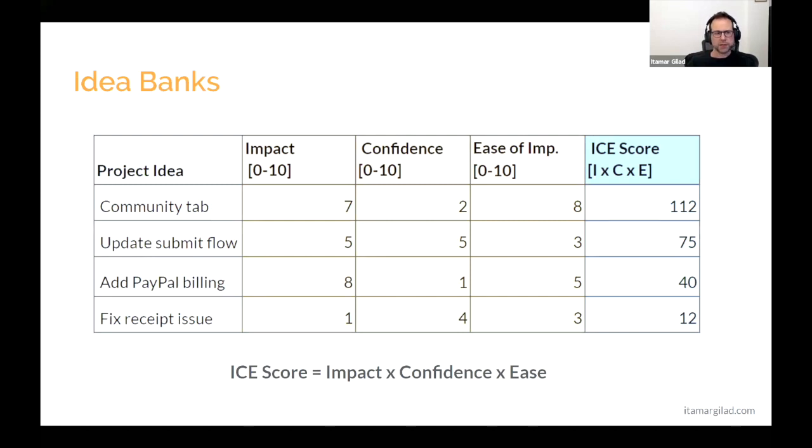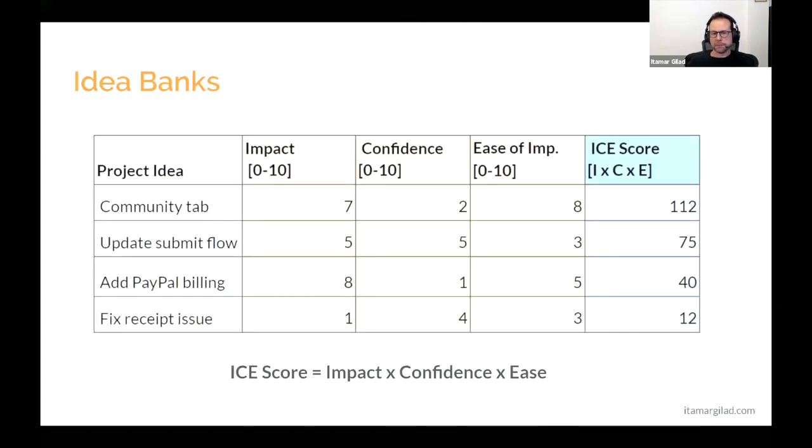This is what an idea bank looks like. Not surprisingly, this is just a schematic view. There's more fields usually. It's a list of ideas. And for each one, we have three key attributes: impact, confidence, and ease. Each one is in the range of 0 to 10. Then we multiply the three, and that's the I score, which is in the range of 0 to 1,000.